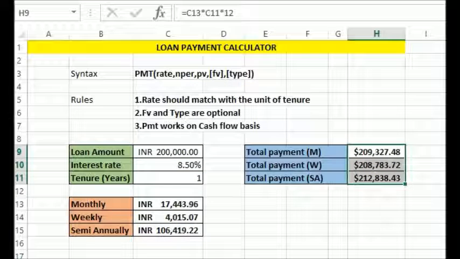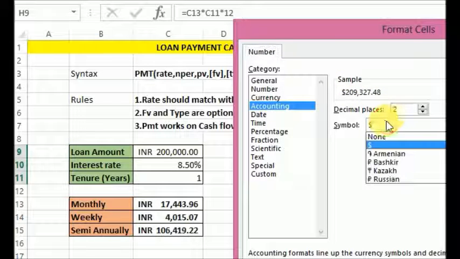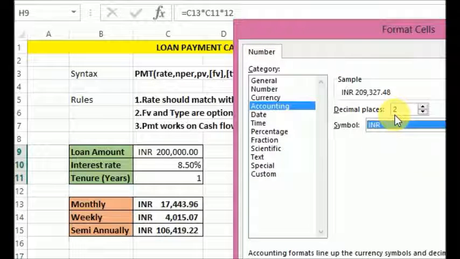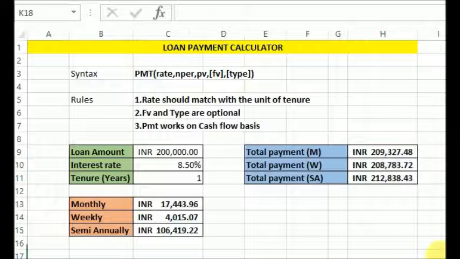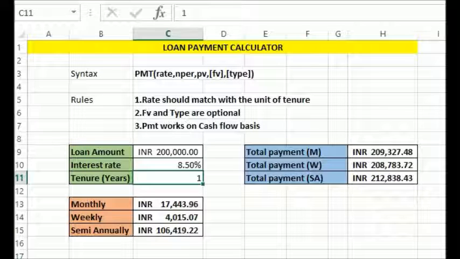So we'll change the format to Indian rupee. So this is the total payment. If you see, if I pay twice in a year, my interest will be more compared to monthly or weekly payment. So we'll check by modifying the input data.